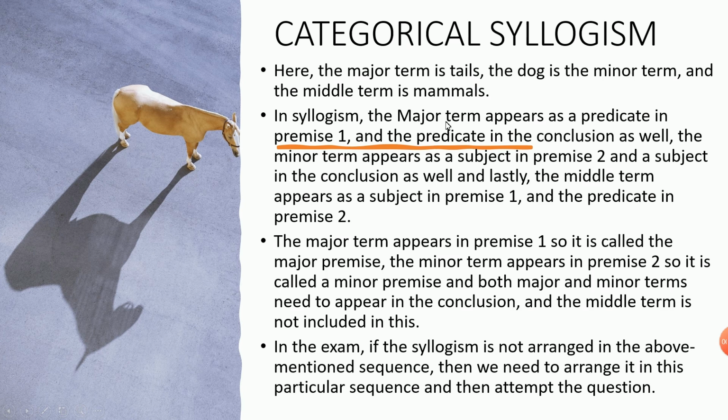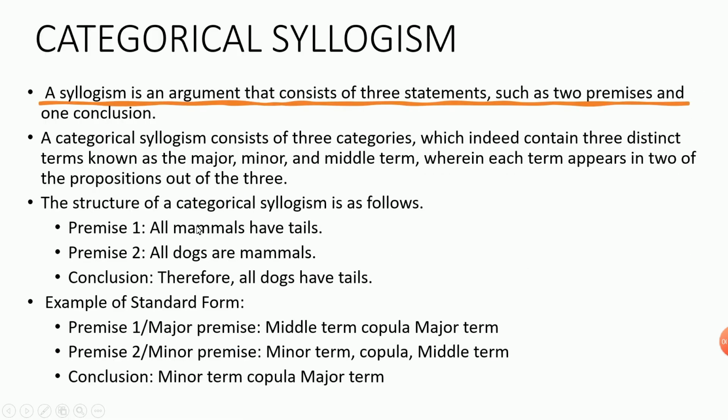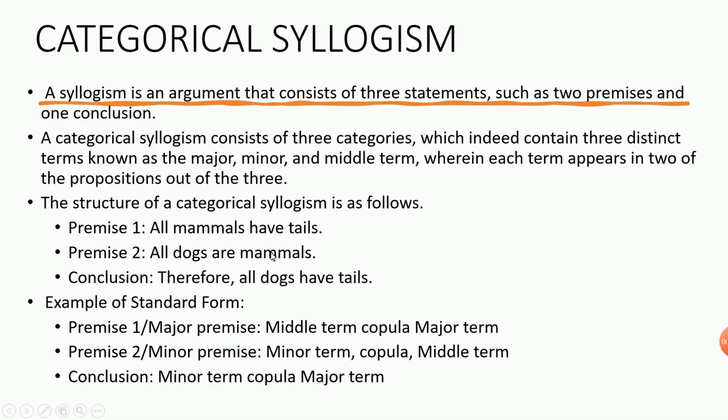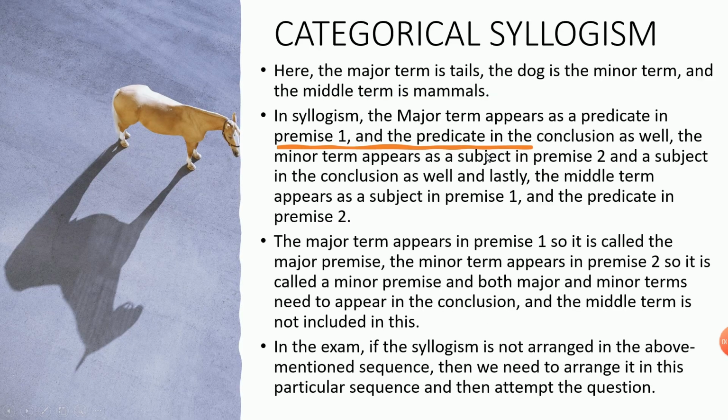So let's see here, dog is the minor term, major term is tails, and the middle term is mammals. First, the major term appears as a predicate in premise 1. What is the major term? Tails. Predicate means it will come at the end of the statement. In premise 1, the major term is coming as a predicate, and in the conclusion it is coming as the predicate as well. So the major term will always come as a predicate.